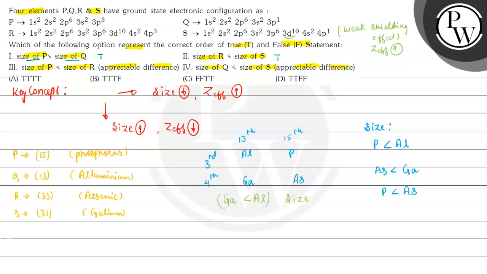Next we have size of P less than size of R. P is phosphorus, R is arsenic, so size of phosphorus is less than arsenic. This is also true. But in the case of size of Q less than size of S, that means size of aluminium is less than size of gallium, this is false because size of S is greater than size of Q. So option B, which says true, true, true, false, is the correct match here.